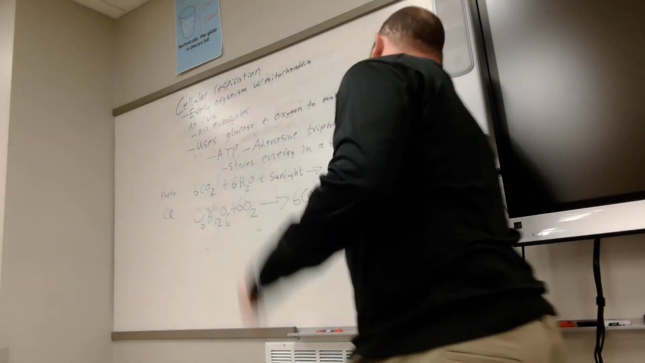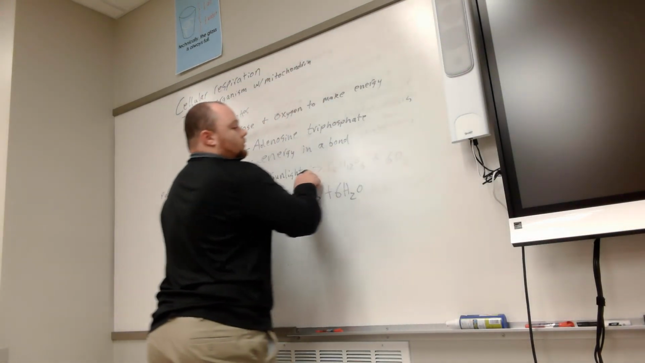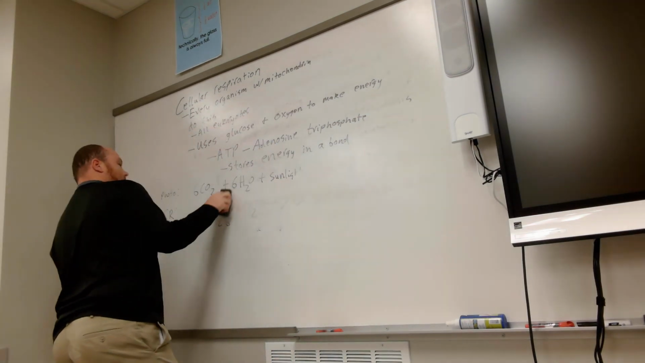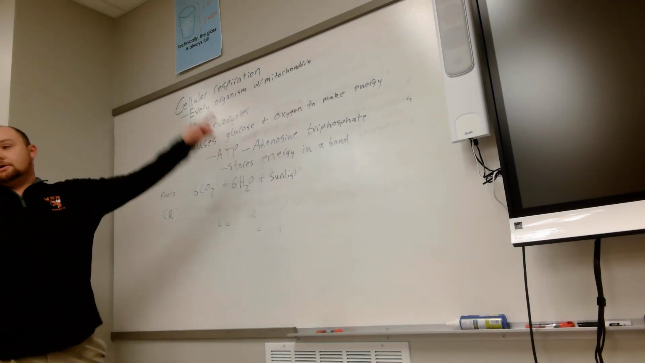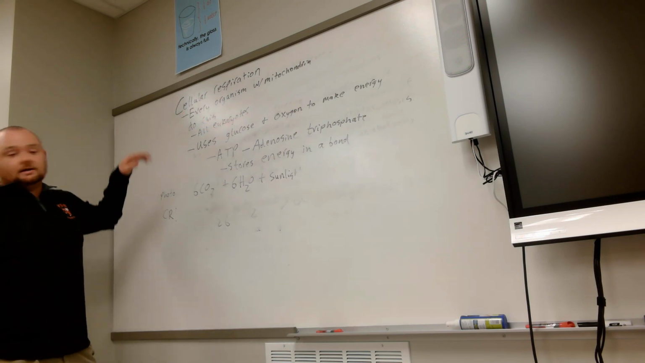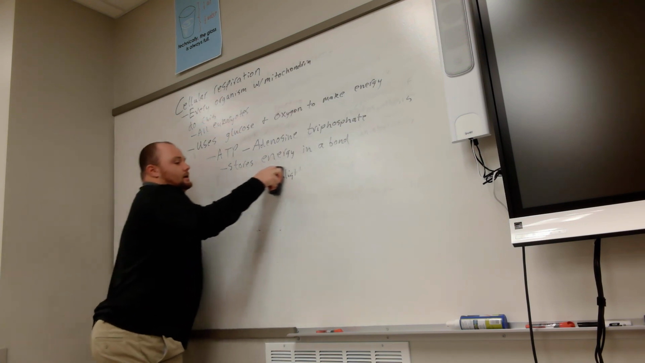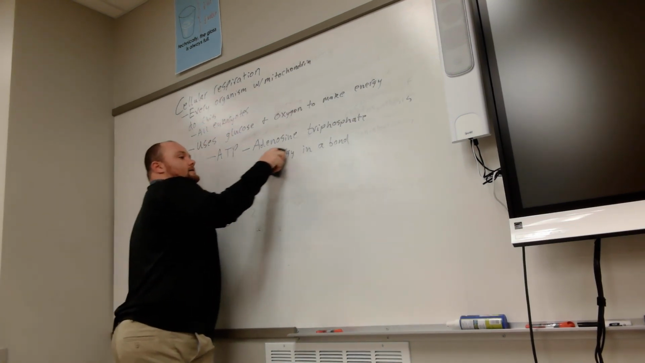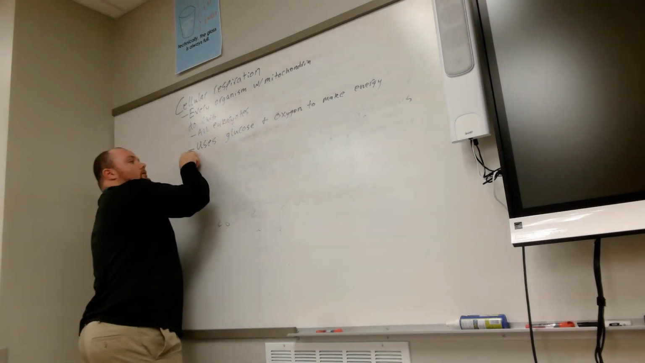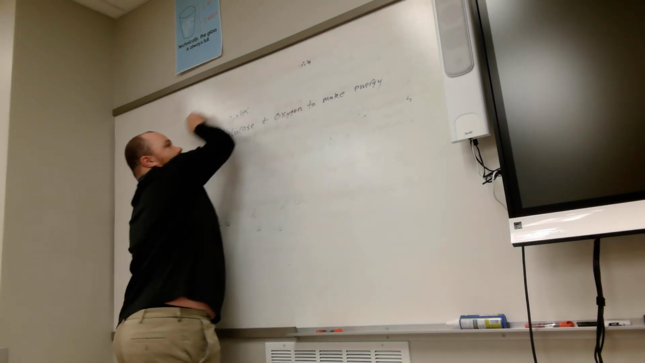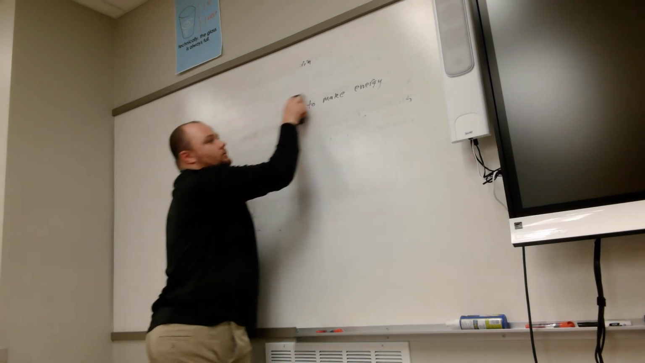So, with cellular respiration, this happens in the mitochondria, right? You all understand that that's where this happens. Now, this is a 3-step process, okay? We're not going to go into what happens in the 3 steps, but I do want to let you know what the 3 steps are.